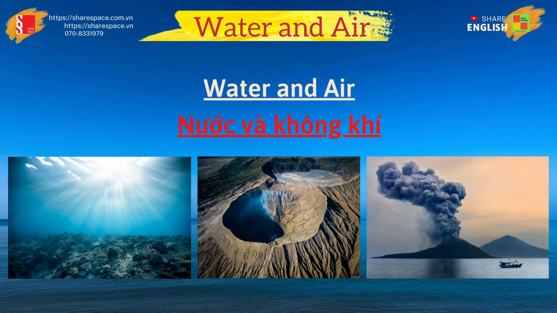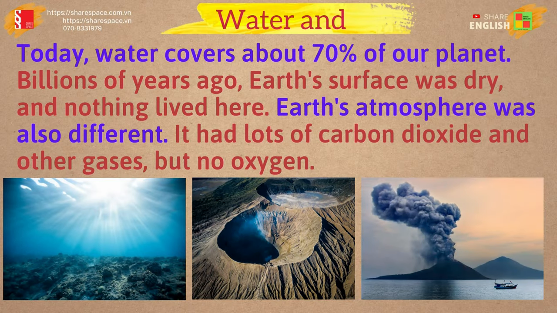Water and air. Today, water covers about 70% of our planet. Billions of years ago, Earth's surface was dry and nothing lived here. Earth's atmosphere was also different. It had lots of carbon dioxide and other gases, but no oxygen.